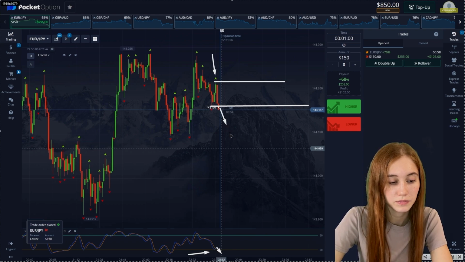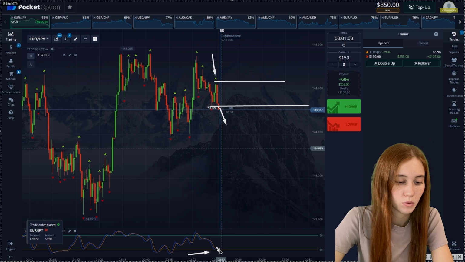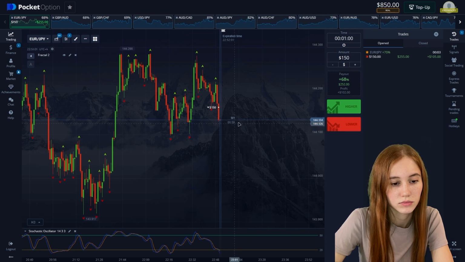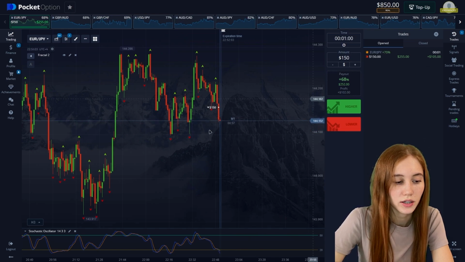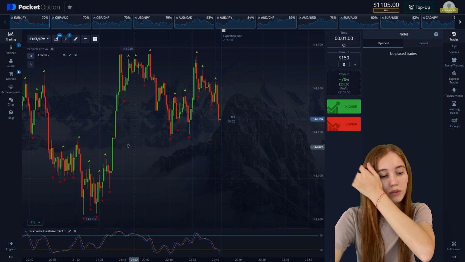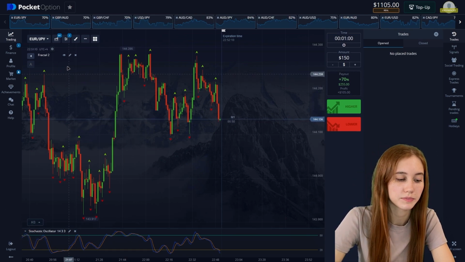Let's see what we see. We open down. Yeah, 2 seconds and a plus deal. Profit is $105. Let's move on to the next currency pair.